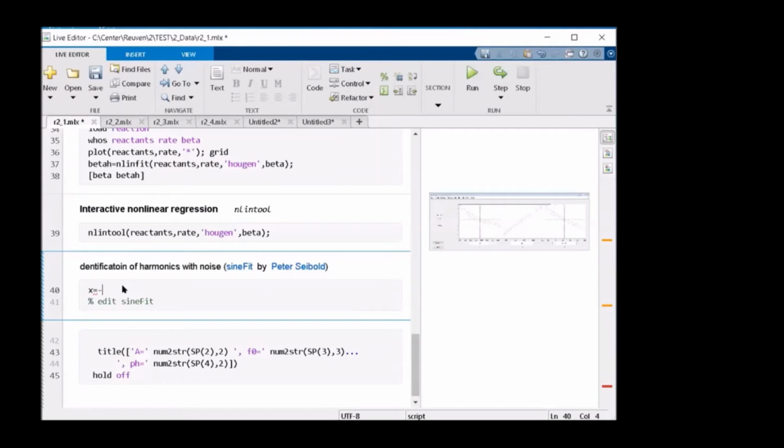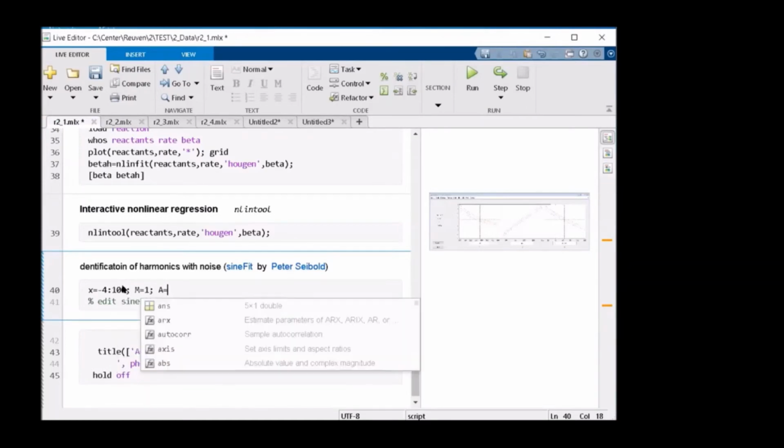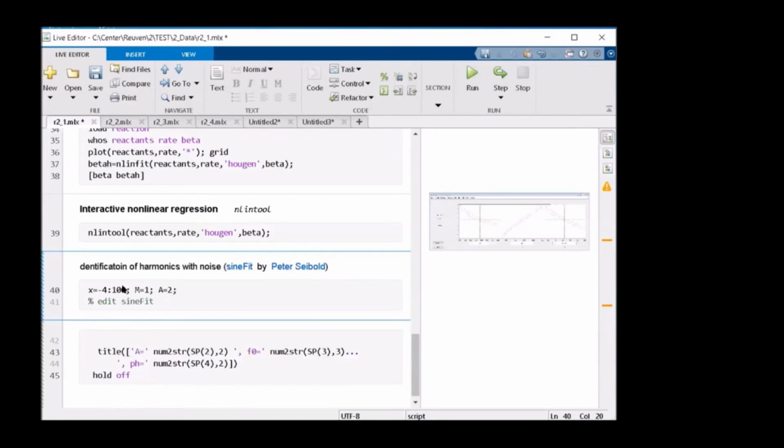First, we should have this sine. Let's do the argument for the sine. We will start from -4 until 100. It's our argument. Mean value is 1. Amplitude could be maybe 2.